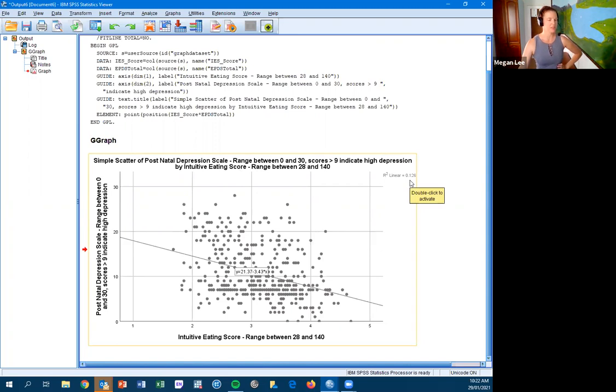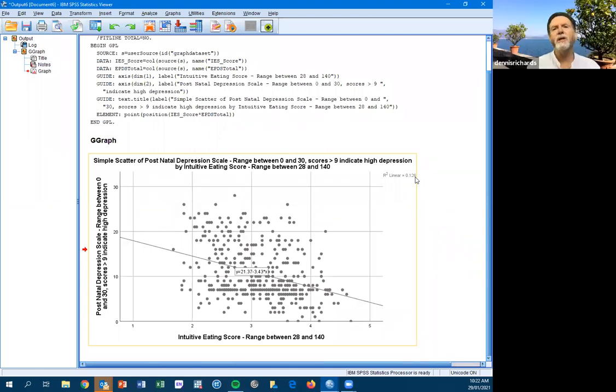And the R squared basically tells you how much variance intuitive eating has in depression. So there's about 13%. So basically intuitive eating takes up about 13% of depression, whereas other things take up the rest.